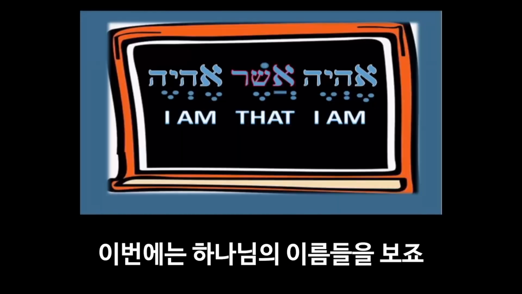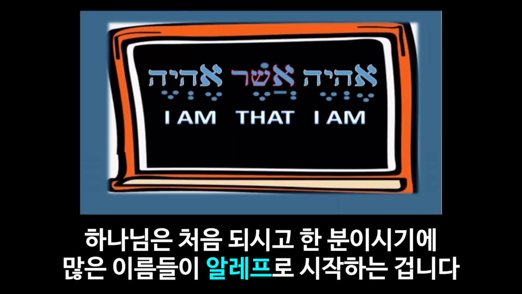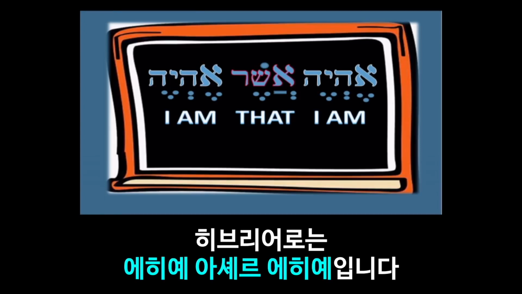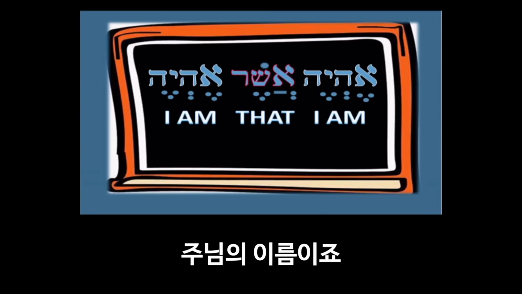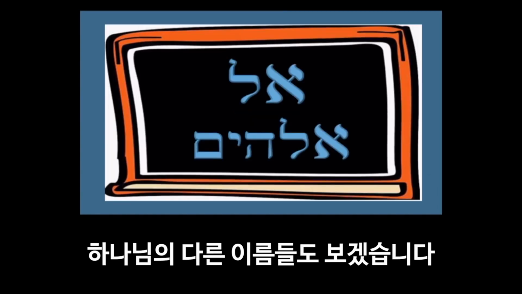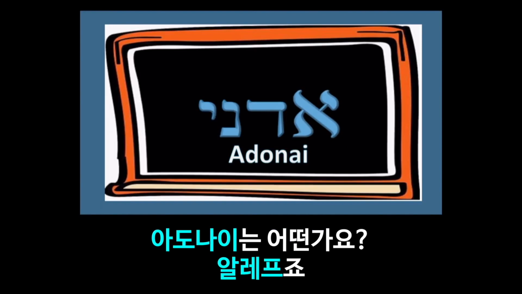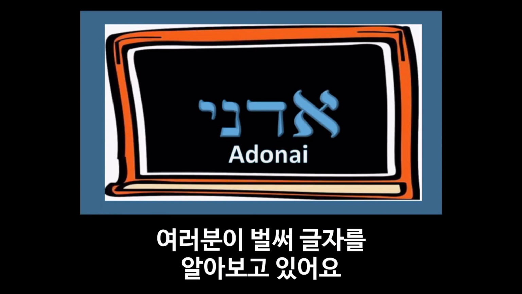Now let's take a look at the names of God. God is first, God is one, and that's why many of God's names begin with the letter Aleph. When he said to him, I am that I am, that's the words Eyeh Asher Eyeh. That is his name. Notice the other names for God: El, Elohim. They begin with the letter Aleph. How about Adonai? Begins with the letter what? See, you already recognize the letter.